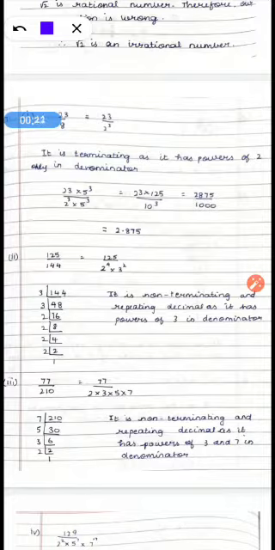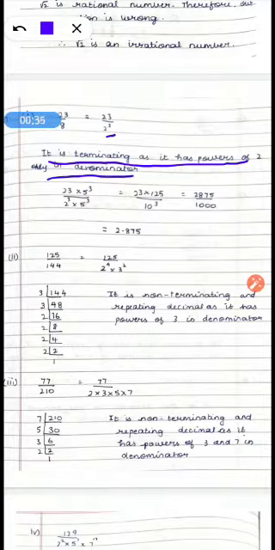By finding the prime factorization for 8, we get 23 divided by 2 cube. It is a terminating decimal expansion as it has powers of only 2 in the denominator.